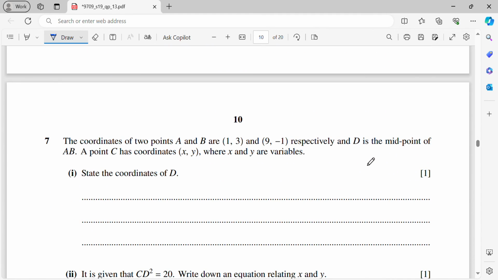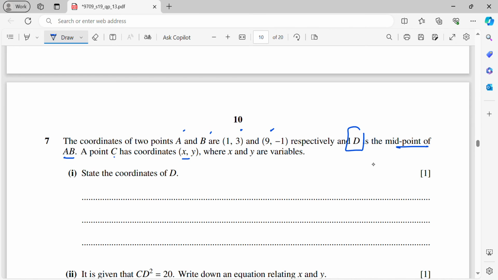Question number 7. The coordinates of 2 points A, B are given as (1, 3) and (9, -1), and D is the midpoint of AB. C has coordinates (x, y), where x and y are variables. State the coordinates of D.